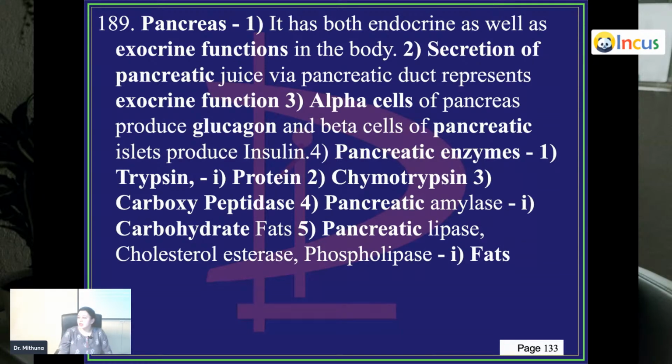So trypsin is helping in protein metabolism. Chymotrypsin is also helping in protein metabolism. Then there's one more thing called carboxypeptidase. नाम में ही है, peptides are broken down. So even that helps in amino acid, or we can say protein metabolism. Then you have pancreatic amylase and lipase. Amylase is breaking down carbohydrates, and lipase is breaking down fats, cholesterol and phospholipids. Okay.